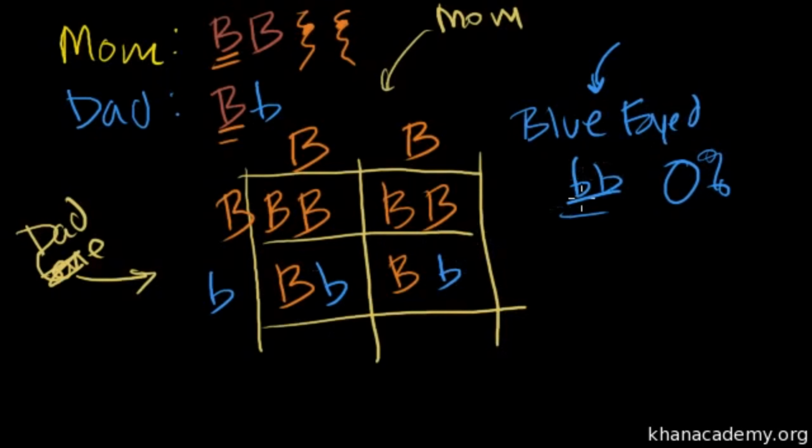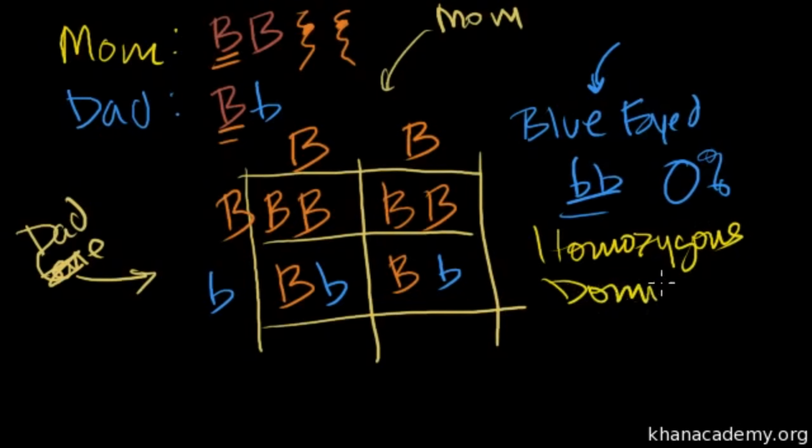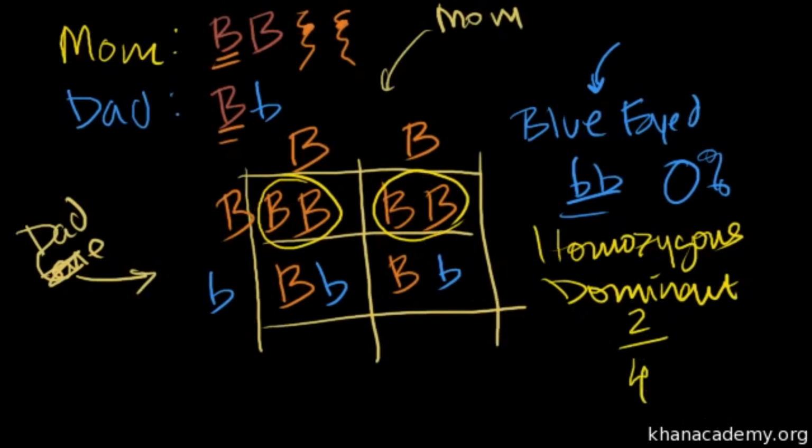What's the probability of having a homozygous dominant child? Let me write that. A homozygous dominant. And now we're looking at the genotype. We care about the specific alleles that child inherits. Which of these are homozygous dominant? You have this one right here, and you have that one right there. And so 2 of the 4 equally likely combinations are homozygous dominant. So you have a 50% shot.